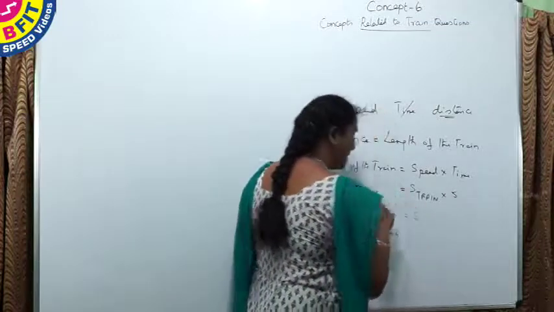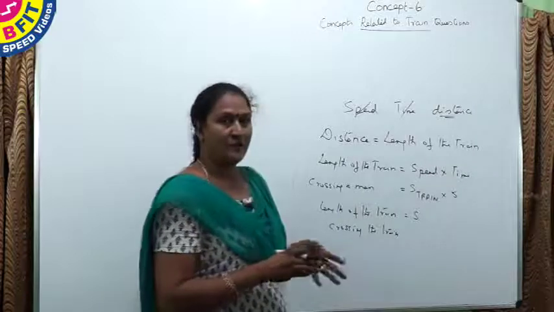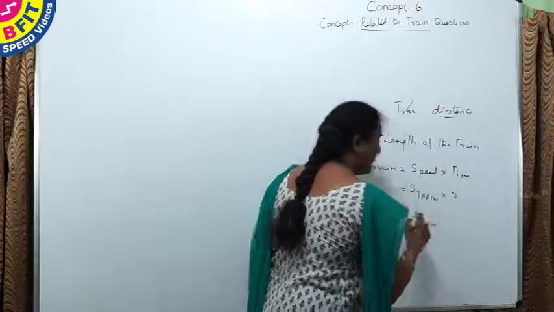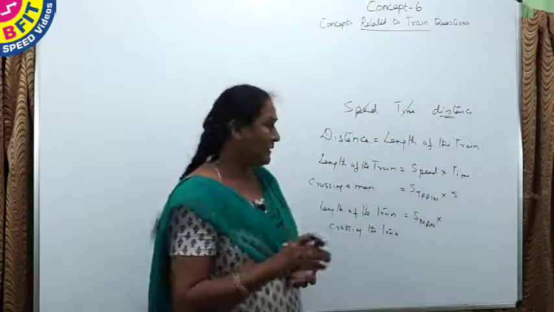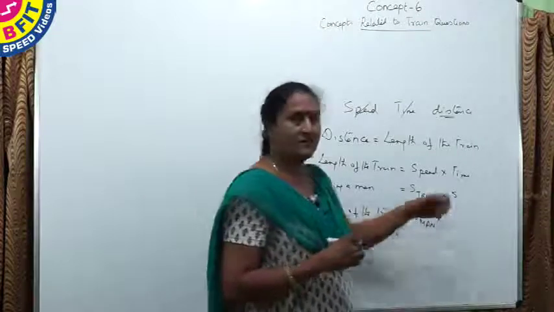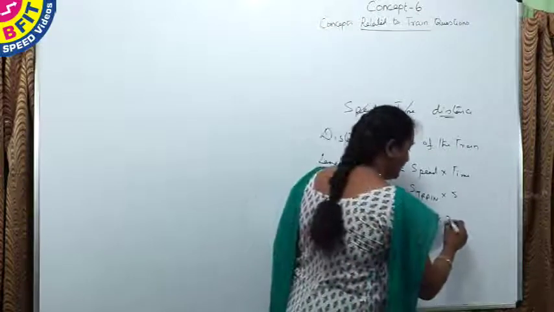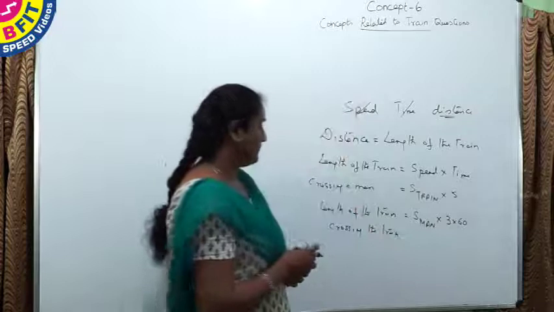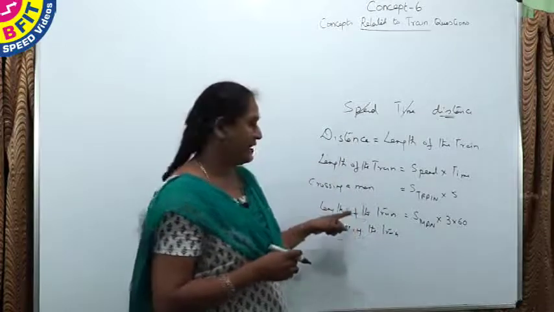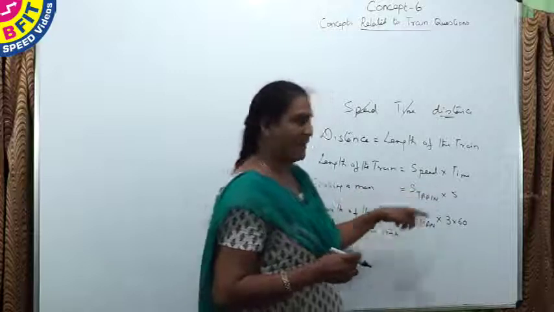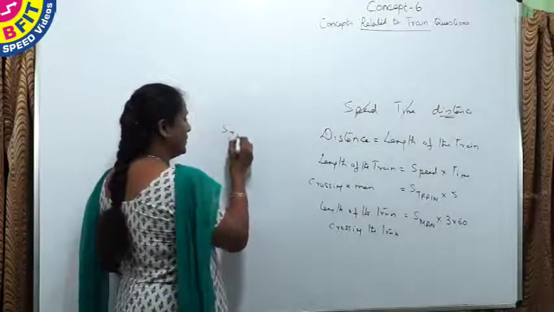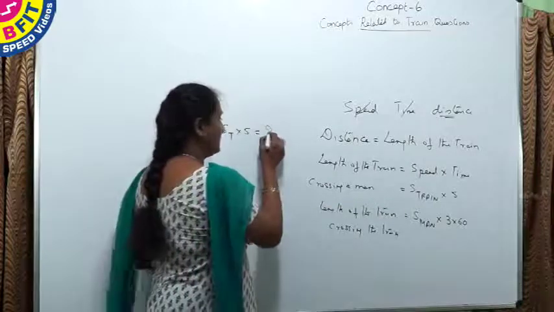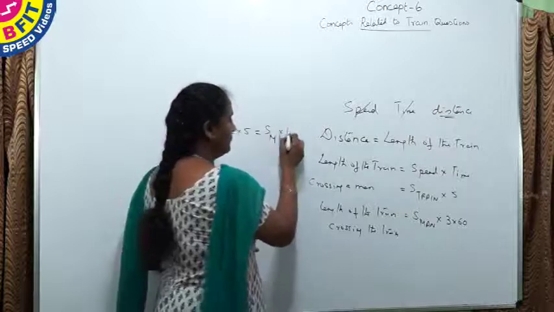As here the train is stationary and the man is moving, speed will be equal to the speed of the man into time taken. The man takes 3 minutes to cross the train. Here it is given in seconds and here it is in minutes, so convert this also to seconds by multiplying it with 60. So in both the data, the length of the train is the same. By equating this data we get, speed of train into 5 is equal to speed of the man into 180.